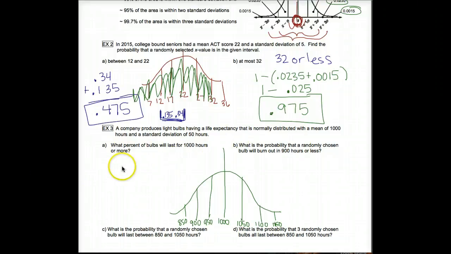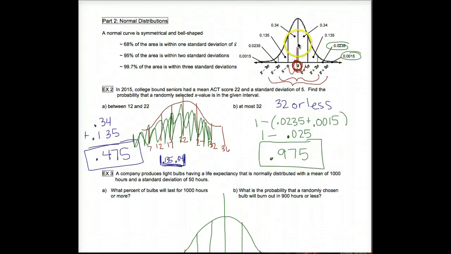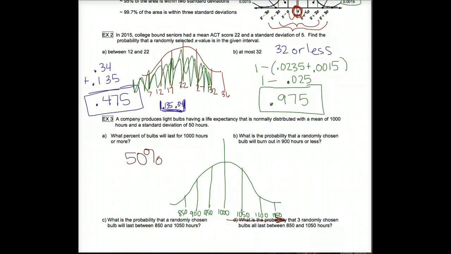So part A says what percent of bulbs will last for 1,000 hours or more? So 1,000 or more means this. So the mean or bigger. So again, you can add all these pieces up if you want, these 4 little areas. 0.34 plus 0.135 plus 0.0235 plus 0.0015. However, you should know that that's half, right? It's half the curve. So on this one, I'm okay with you just writing the answer because it's pretty easy to see that it's 50%.